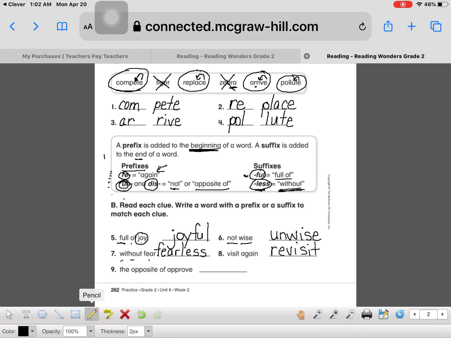Revisit. Okay? And the last one, number 9, it's the opposite of approve. So if I don't think it's a good idea if you guys run in the hallway, I am not approving that. I am what? Disapproving it. So the opposite of approve is disapprove. All right. Great job, guys. See you later.